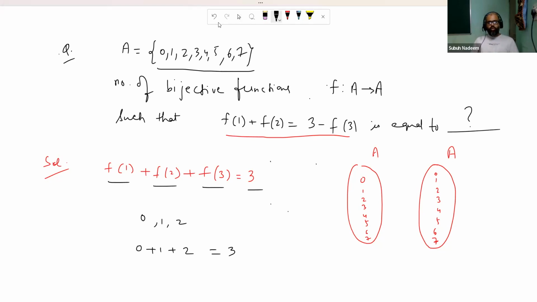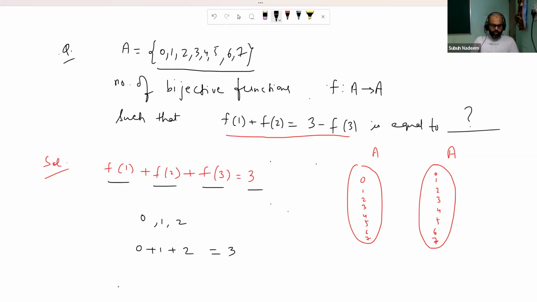Sharif, what about you? Do you agree with this? Sir, should it be different numbers? Yeah, it is different numbers from A, not beyond A. Is it okay? Yes, sir.